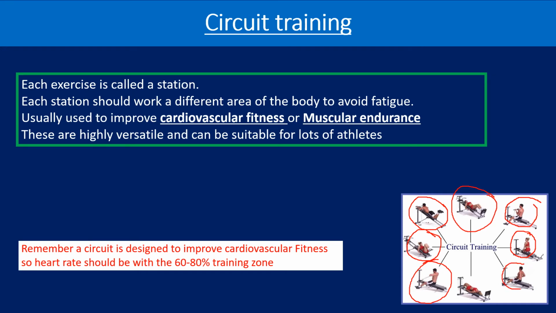So going through these one by one, we can see that each muscle group is being hit at a station, but at no time do two of the same muscle groups get worked back to back. So we're not seeing two stations where one is squat jumps followed by squats, because you're going to be fatiguing the muscles, as we said earlier on in this bullet point here.